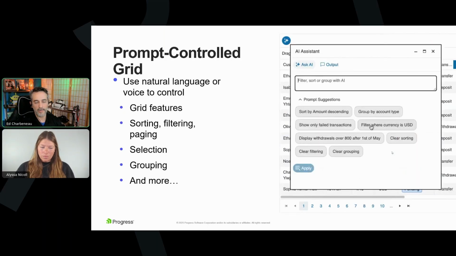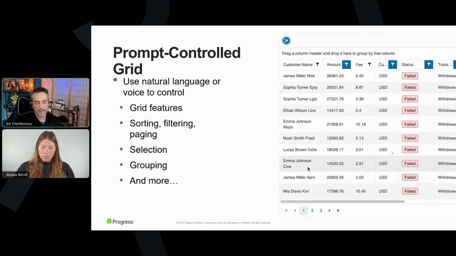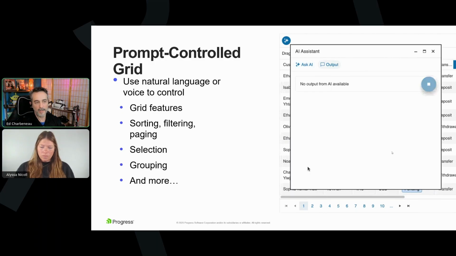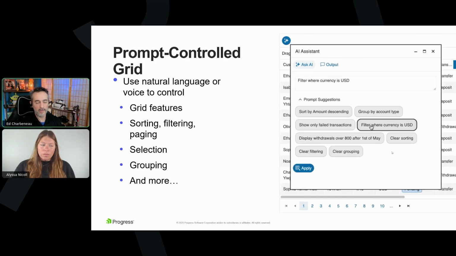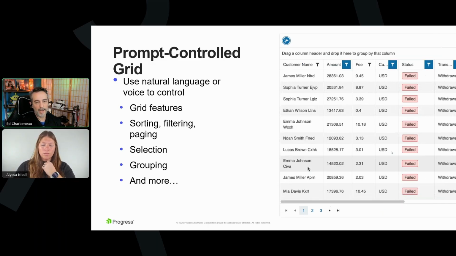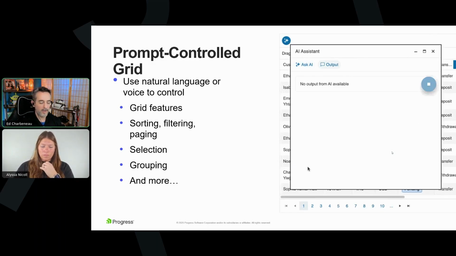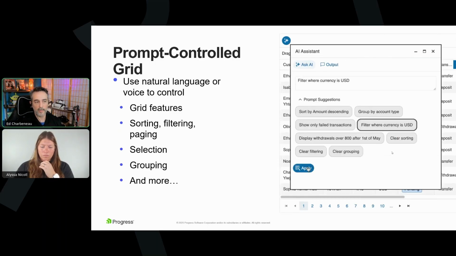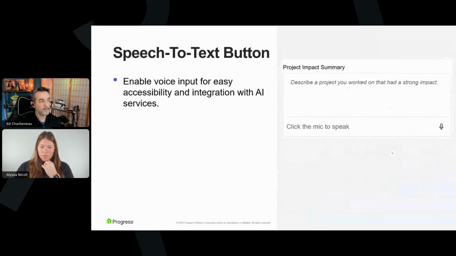And that prompt-controlled data grid. We added all sorts of commands to the prompt-controlled data grid now, and you can issue these commands together as well. So you can invoke some highlighting and sorting and filtering all at the same time, just using a simple voice command. And that voice command is supplied by the speech-to-text button.